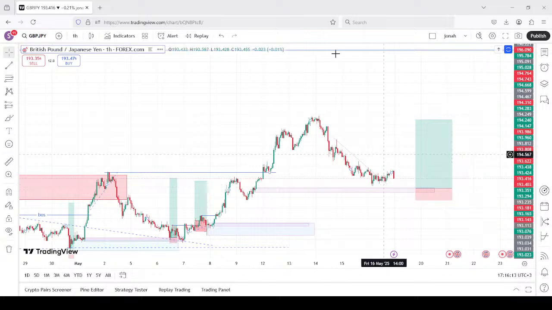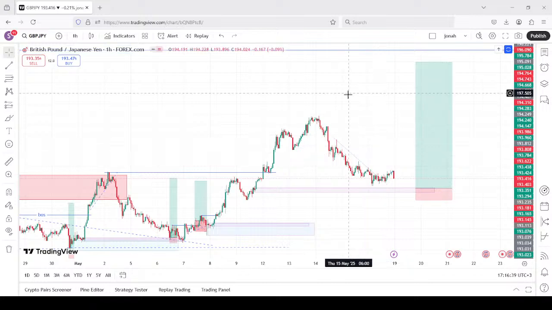So for those who want much longer trades, you could make sure that your stop loss is below this zone right here, and then you could take your TP somewhere above this previous high, because literally there is a higher time frame fair value gap that we expect price to tap.